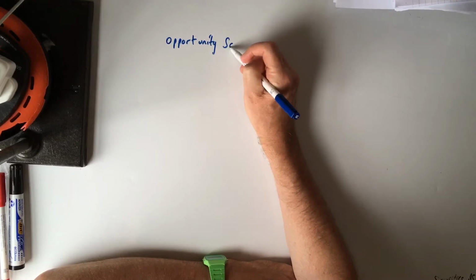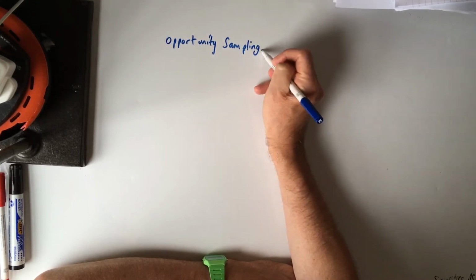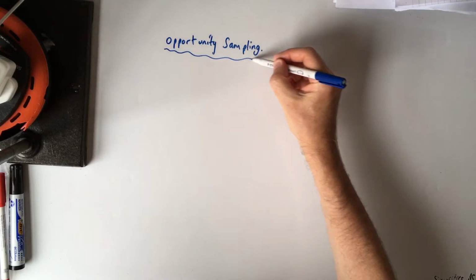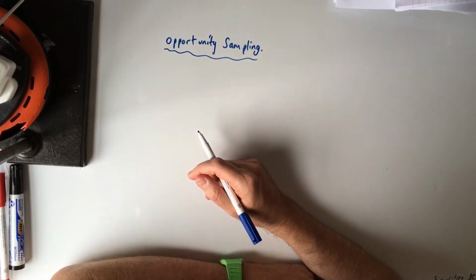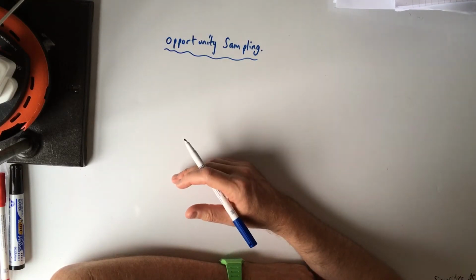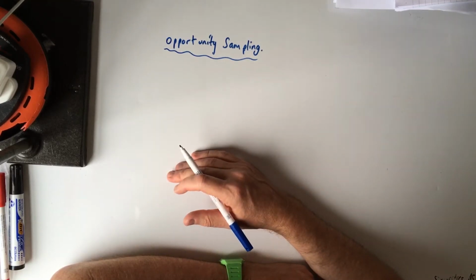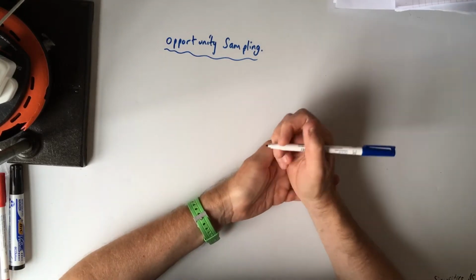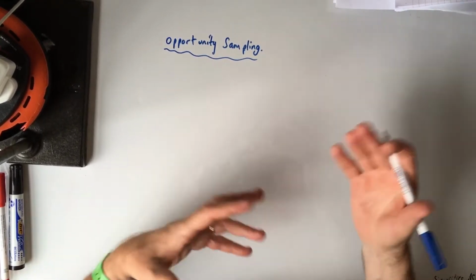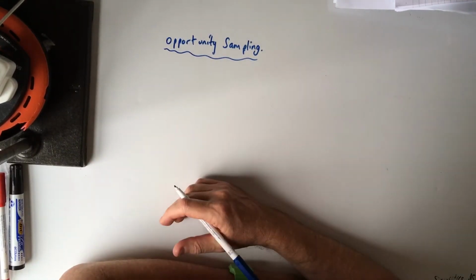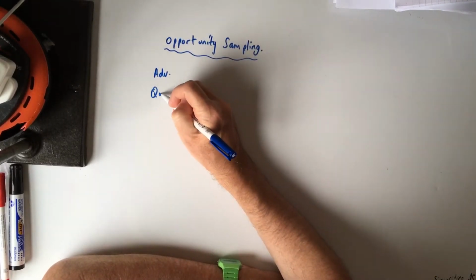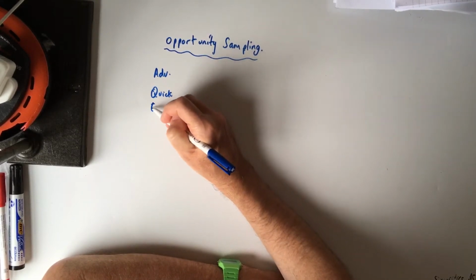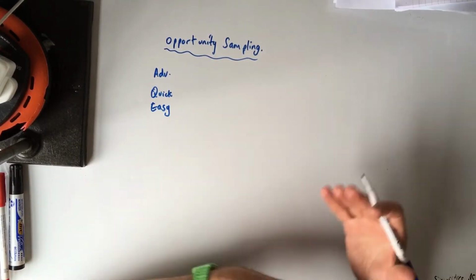Opportunity sampling is where you just go and stand in a shopping centre with a questionnaire, for instance, and you want to get some responses, so you just stop and interview the first 100 people that you meet. That's opportunity sampling. It has its advantages. It's quick and it's easy to set up. You just go and stand there and take that information in.